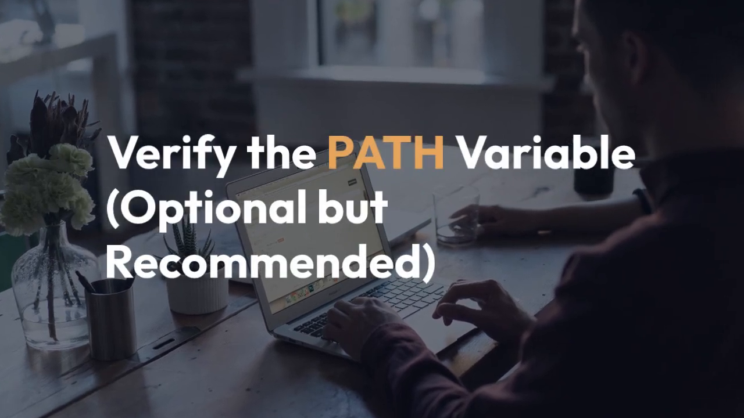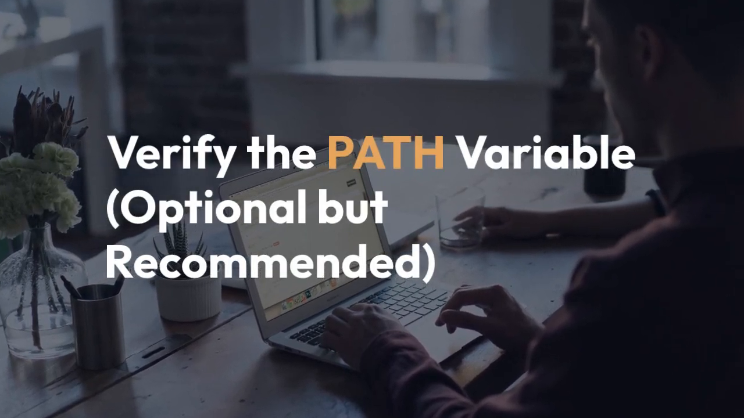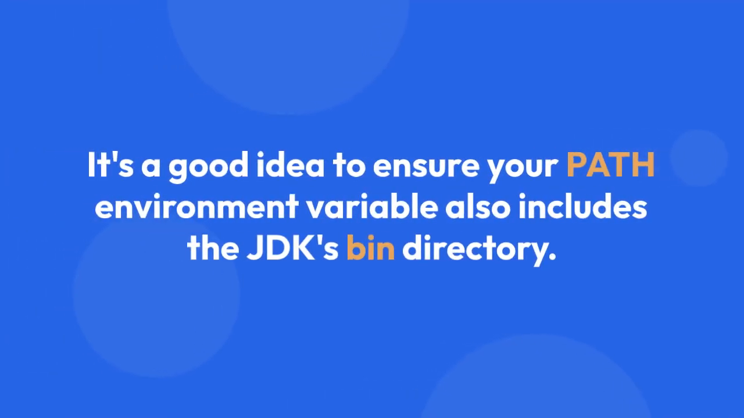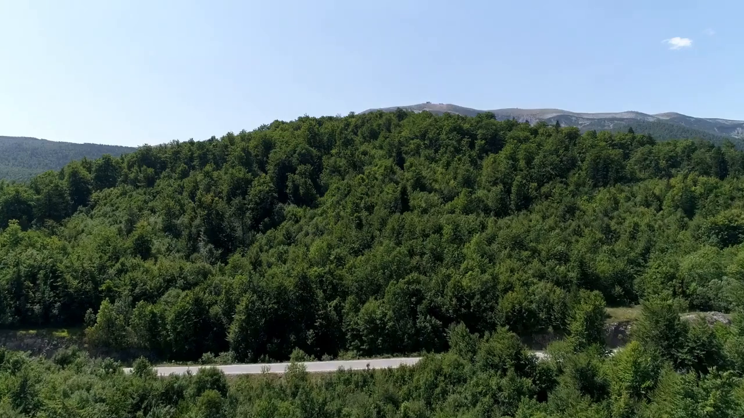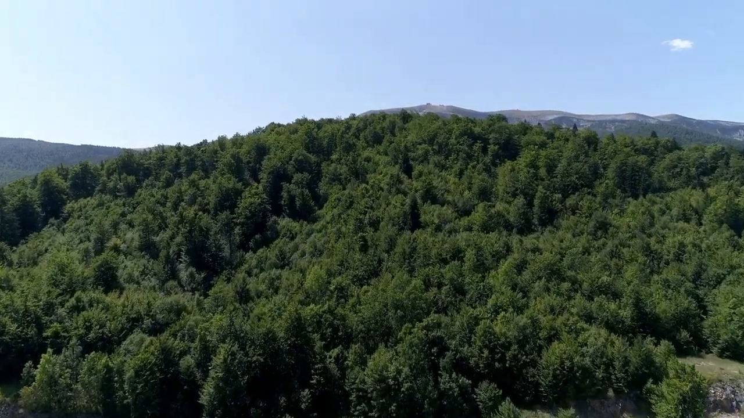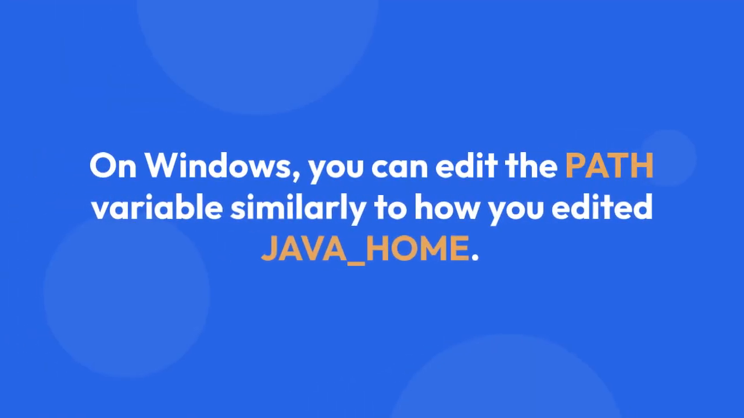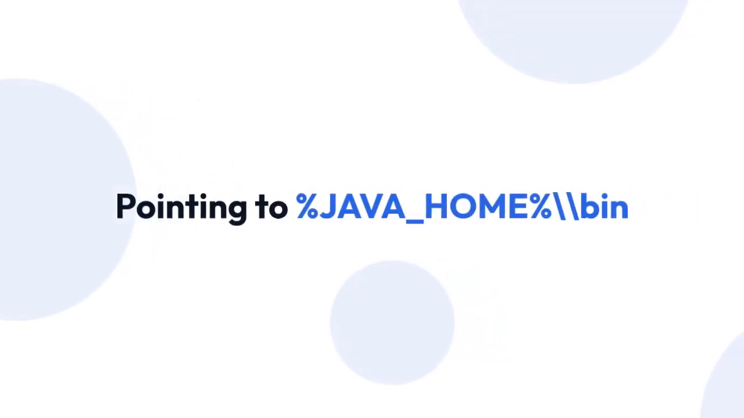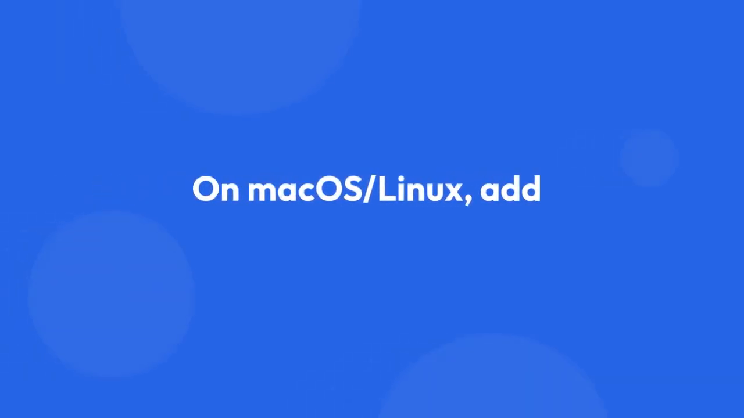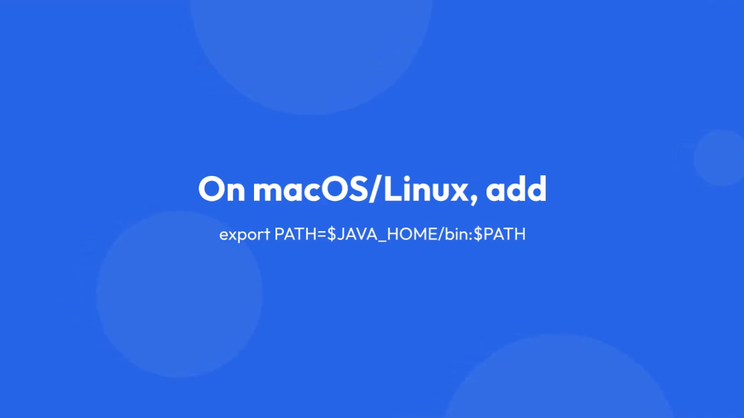5. Verify the path variable, optional but recommended. Although not directly related to the JAVA_HOME error, it's a good idea to ensure your PATH environment variable also includes the JDK's bin directory. This allows your system to find Java tools from anywhere in the command line. On Windows, you can edit the PATH variable similarly to how you edited JAVA_HOME. Add a new entry pointing to %JAVA_HOME%\bin. On macOS and Linux, add export PATH=$JAVA_HOME/bin:$PATH to your shell configuration file.